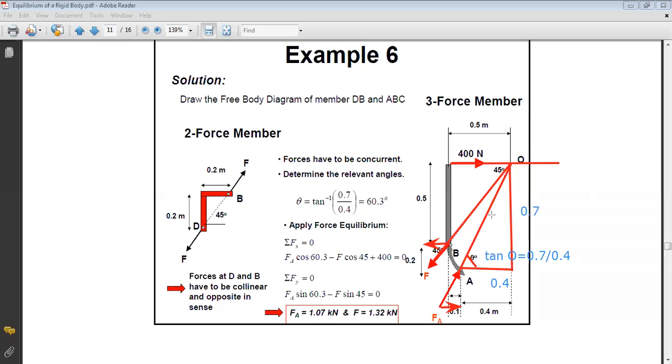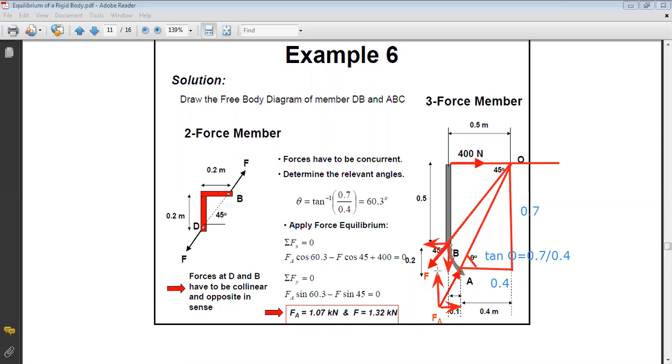The second equation, along y: I do not have any force other than F and FA, because the 400 Newton is horizontal. So I have the component of F is negative, it's minus F at B cosine 45, and for FA it's plus FA cosine theta. So now, when I wrote these two equations, I have two equations with two unknowns, which are FA and F.